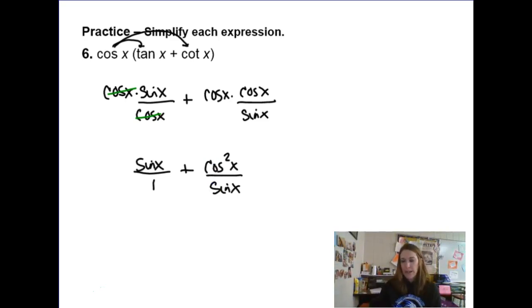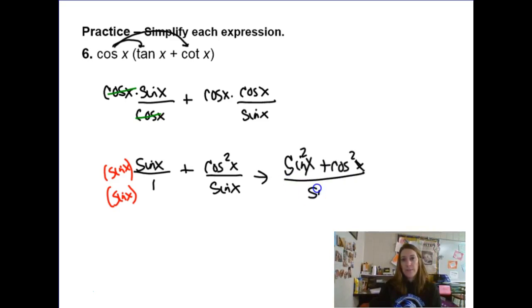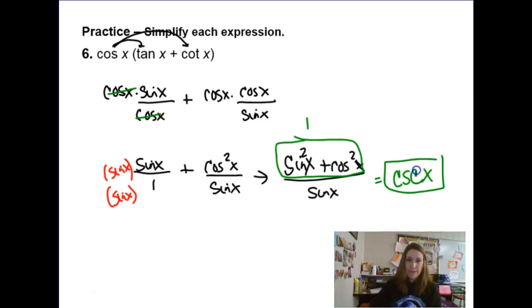So I don't really like to have uncollected denominators here. Let's get a common denominator of sine. So this fraction is going to be multiplied by sine over sine. So now I have common denominator of sine, but I do have sine squared x plus cosine squared x over my denominator. And then remember sine squared plus cosine squared, that Pythagorean identity, that's just a 1. So I have 1 over sine, which I'm going to save a little space here. That is cosecant. Lovely.